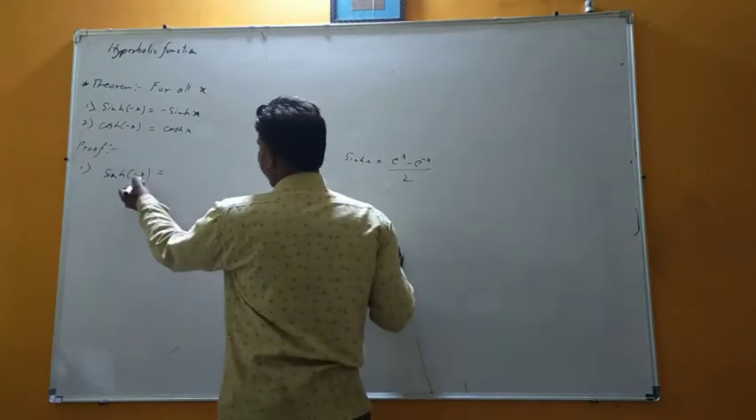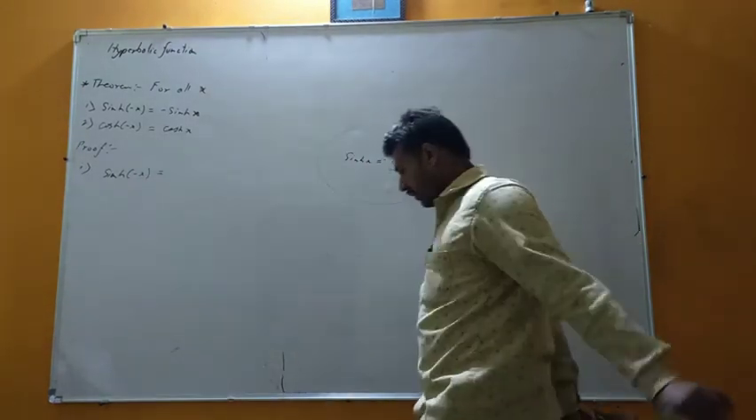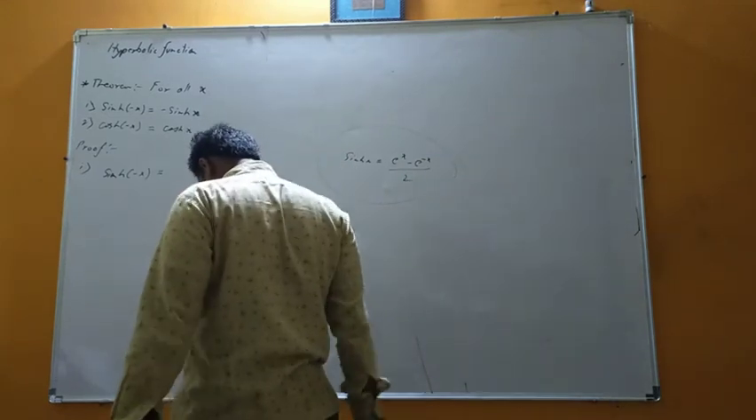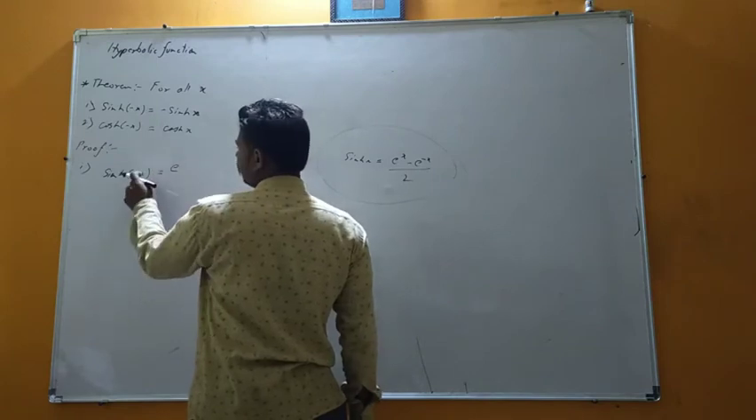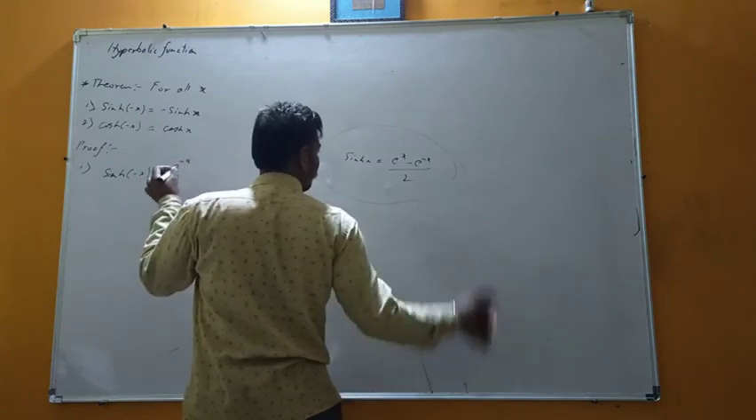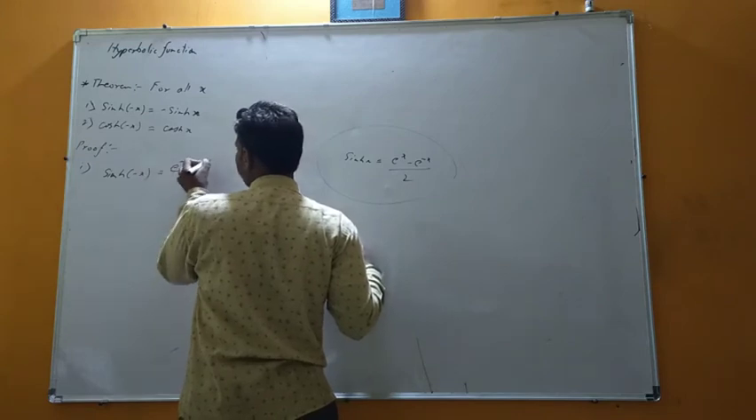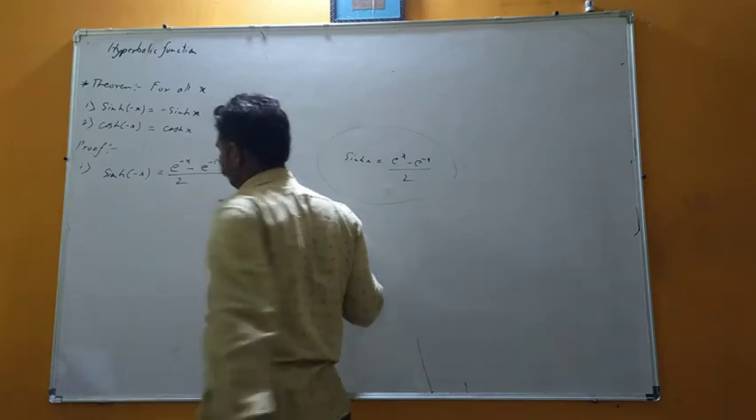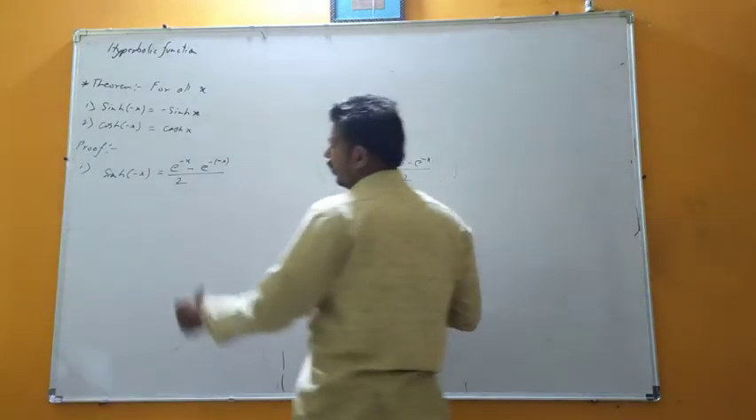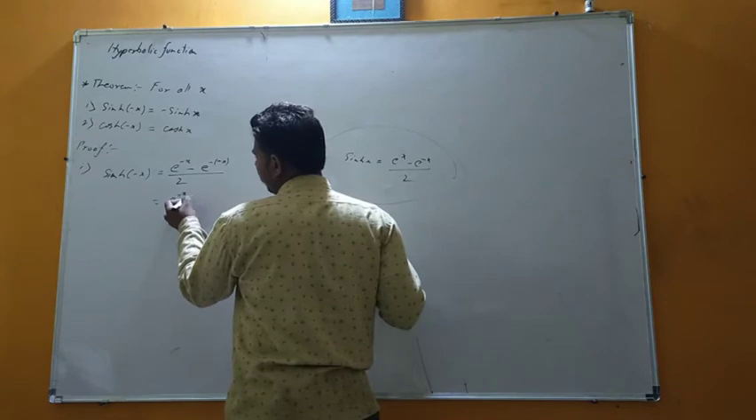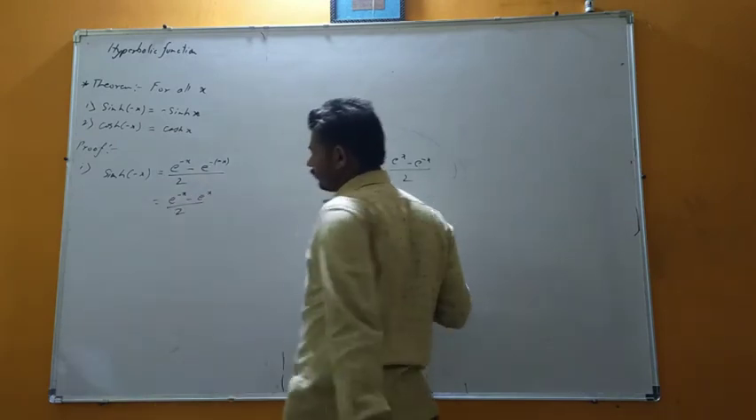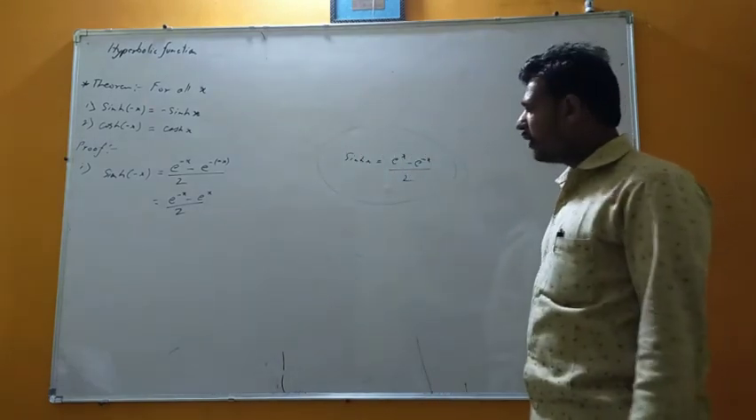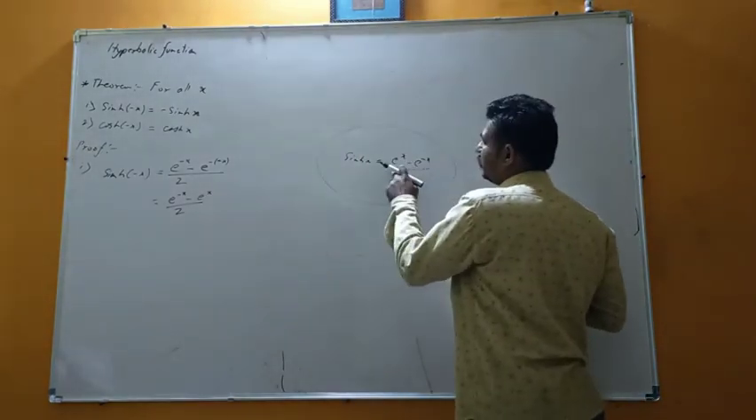So by using this definition of the hyperbolic sine, we will try to prove it. So this is nothing but e raised to minus x, minus e raised to minus of minus x, upon 2, right? So this is equal to e raised to minus x minus, minus into minus plus, e raised to plus x upon 2. Right? Okay.